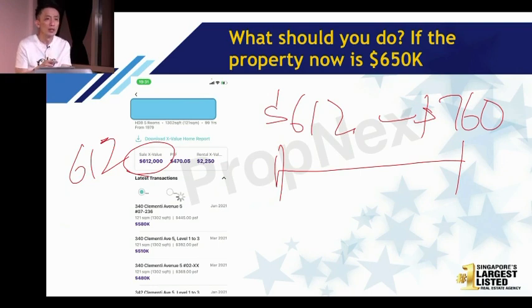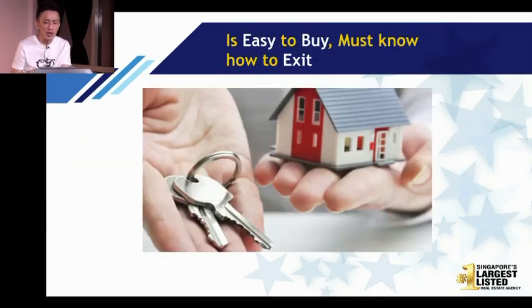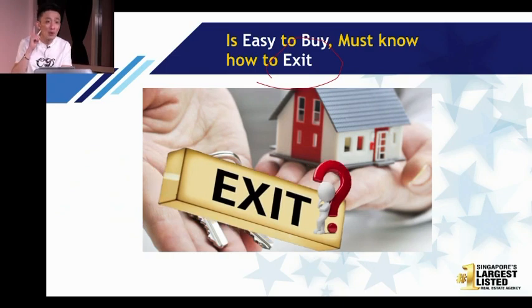Because you want to learn. And that is something that you should avoid. That's why I want to tell you how to determine the exit strategy, and that is important. It's so easy to buy, but you must learn how to exit. That is number one. Number one criteria is to learn how to exit.